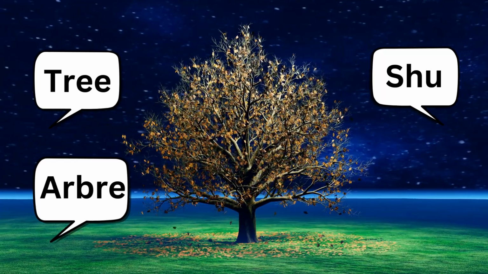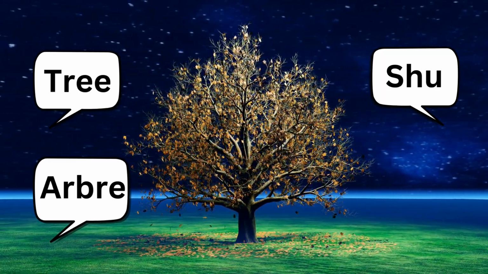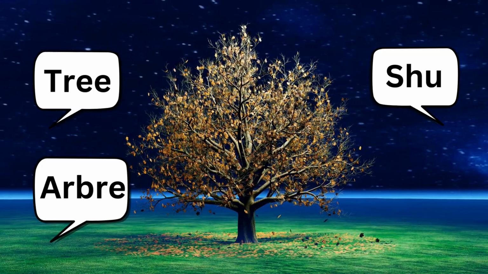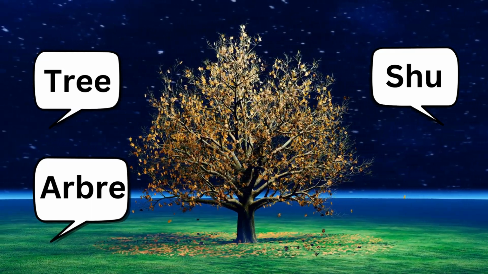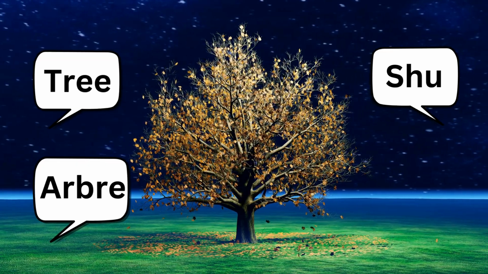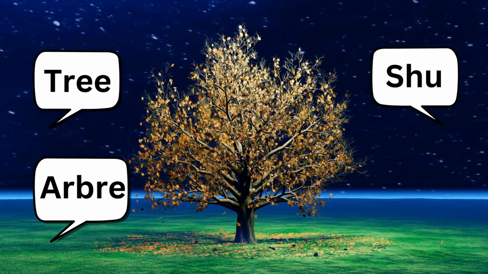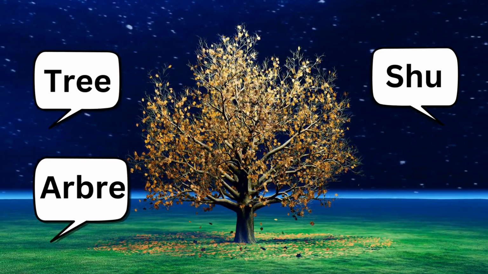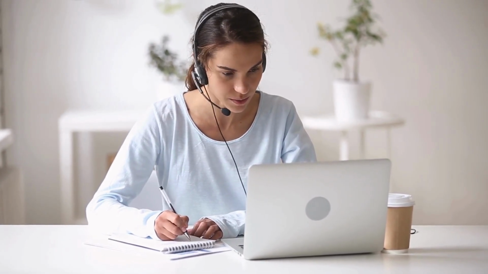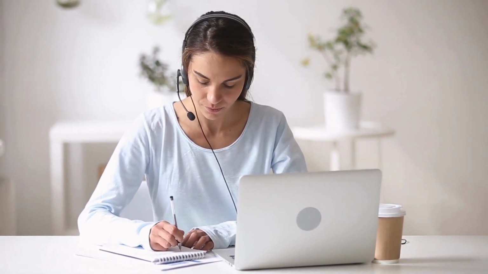For instance, the word tree in English, arbre in French, and shoe in Chinese all refer to the same concept but sound completely different. This arbitrariness allows for a vast and flexible vocabulary, enabling precise and varied communication. It also means that learning a language involves memorizing the associations between words and their meanings, as there is no inherent logic to why a particular word represents a specific concept.